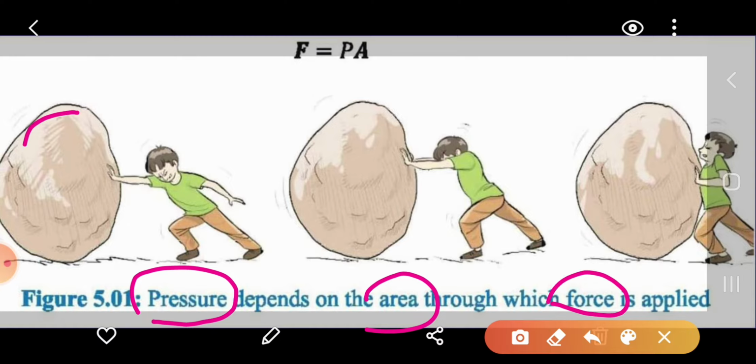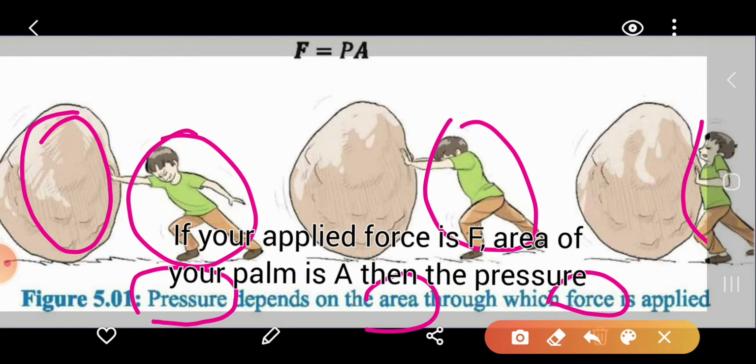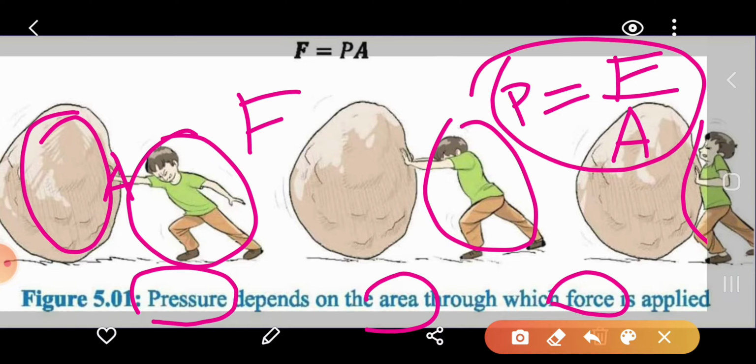Here you can see this is area and this is a force, and this is another type of force. If your applied force is F and the area of your pump is A, then the pressure formula is P equal to F divided by A.